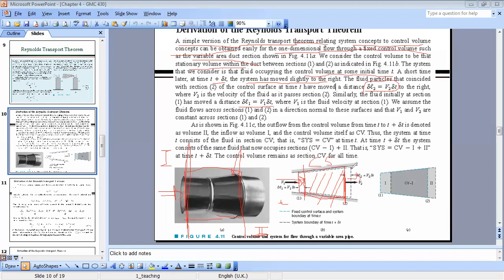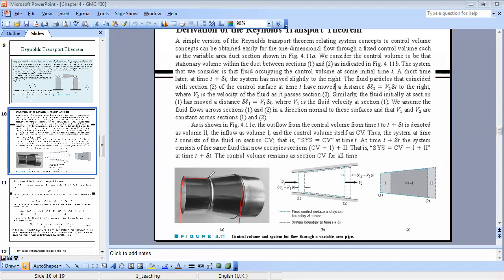And now what we will try to do is connect the expressions of system and control volume with time. So at the initial time, at time t1, when we started, the system was just equal to the control volume. Because at the initial time, all that was inside the control volume was considered as our system. So you are observing these two sections here, these two parts.